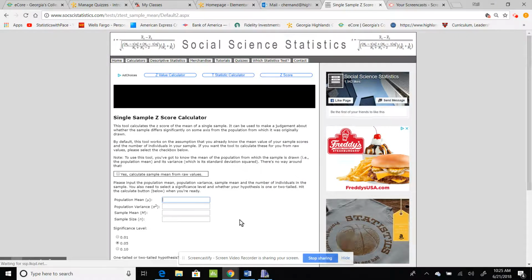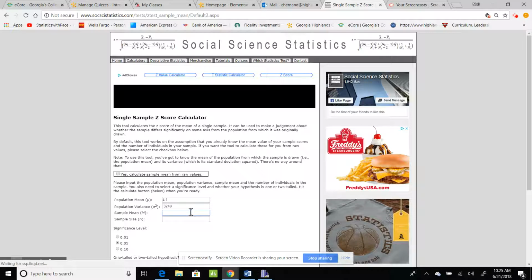So remember my population mean was 4.1. Now it's asking for something a little bit different in this one. It's asking for the population variance. And in this case, remember my population standard deviation was 0.57. To get the population variance, you do 0.57 squared, okay? So for me, it's going to be 3.249. I'm just going to put all the decimals to make it a little bit more exact.